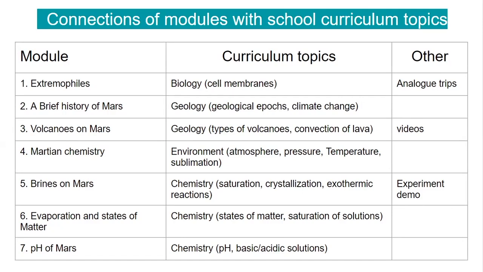experimental demonstrations. And there is also the evaporation and states of matter module, which is talking about how we lost the water, how we can have different phases of different material, and the states of matter again. And last is the pH of Mars, which is also another concept in chemistry that is introduced relatively late at school, but it depends on the country that you resided. So this is not a standard for every country. The curriculum varies.